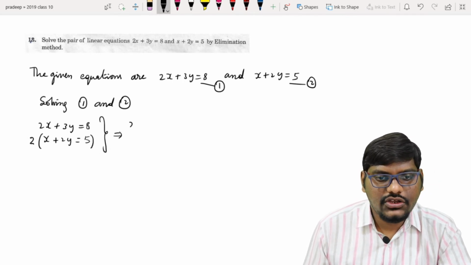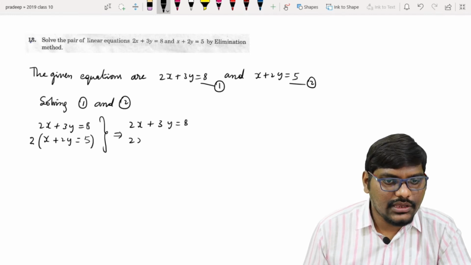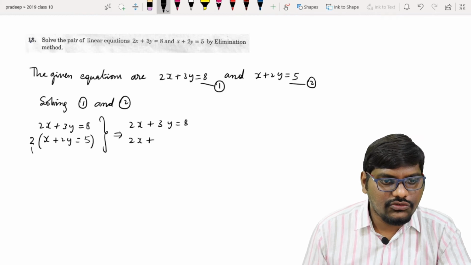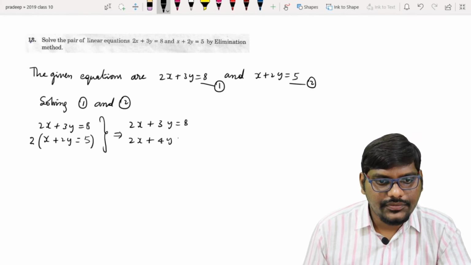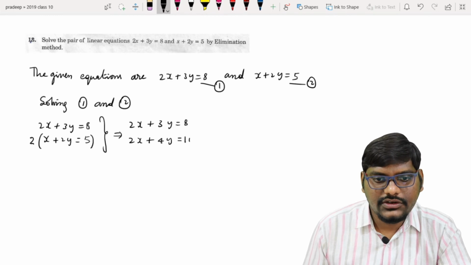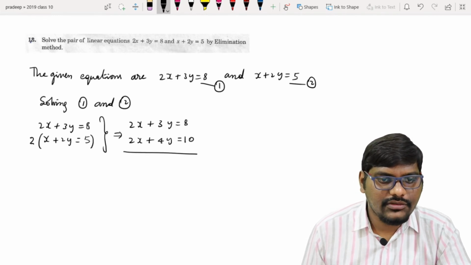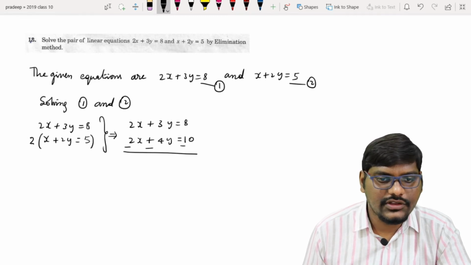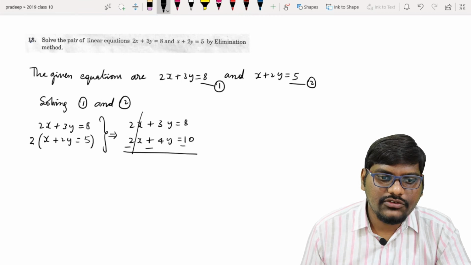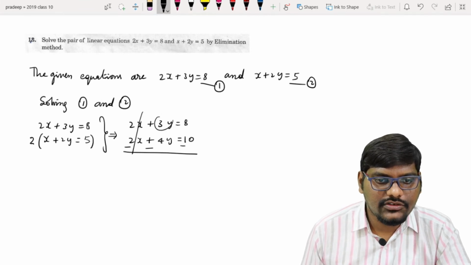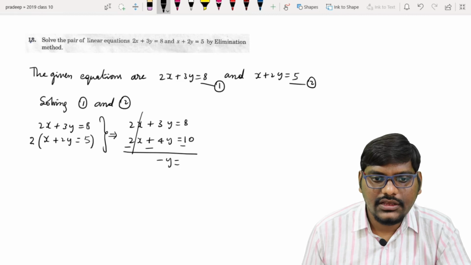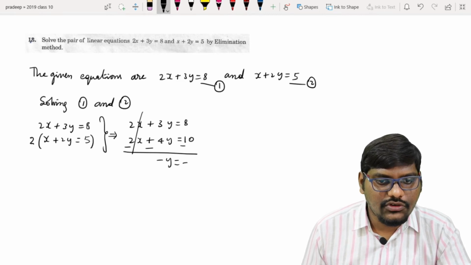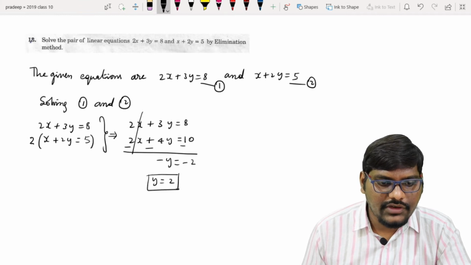So what do I get here? 2x plus 3y equal to 8. Then this is also becoming 2x plus 2 2's it was 4y equal to 2 5's it was 10. Okay, now I can simply subtract them. So this is sign changing, minus minus, this is also minus. Plus 2x minus 2x cancel, this is minus 4y. So this is plus 3y, so only minus y is remained. So here I am taking off 8, so only minus 2 is remained. So nothing but y is equal to 2. We got y value as 2.